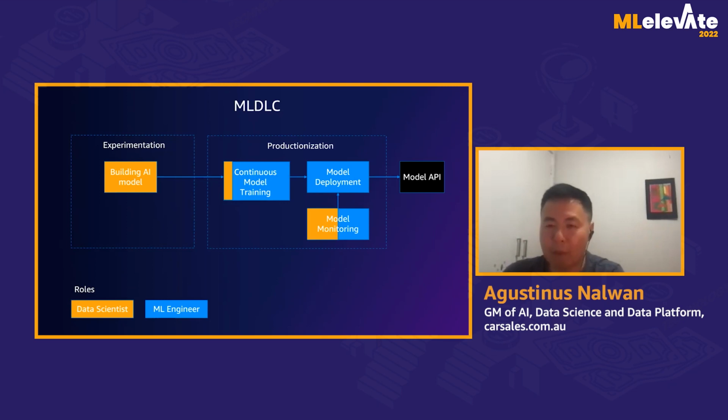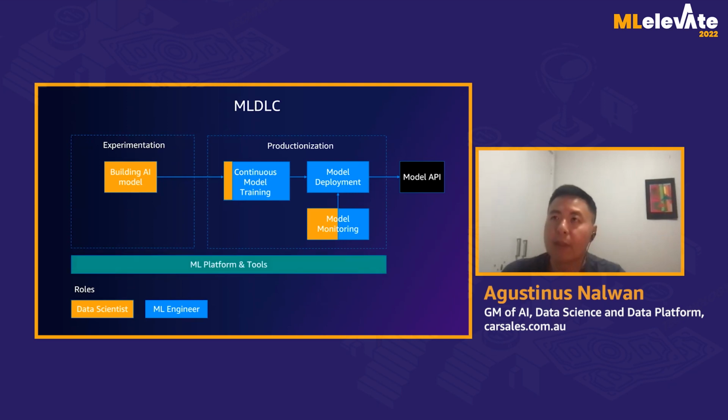So your mobile application or web services can actually call the API to make an inference. And of course, the model monitoring to make sure that the model actually performs well and keeps performing well. And if it is not, at least you know for you to jump in and troubleshoot. So this is the machine learning development lifecycle that's happening at car sales. And in order to conduct this exercise from end to end, you will need an ML platform and tools.